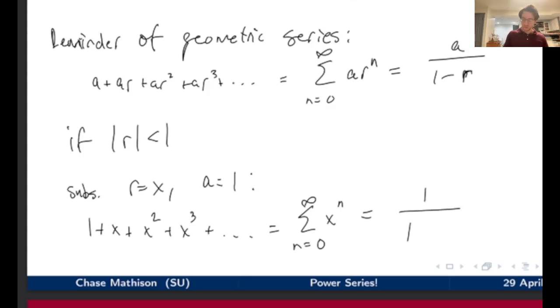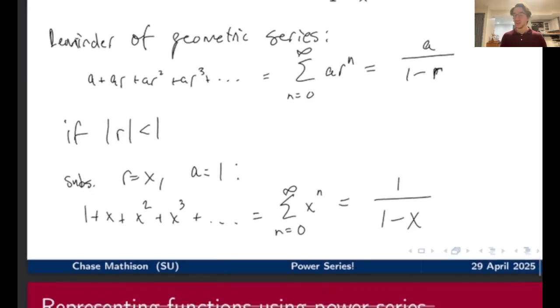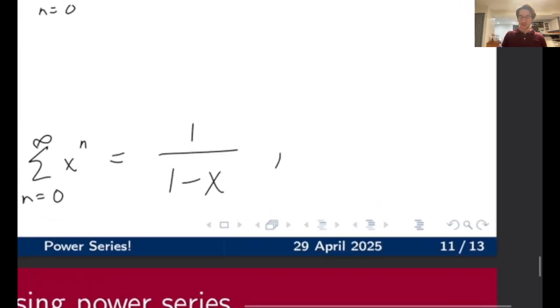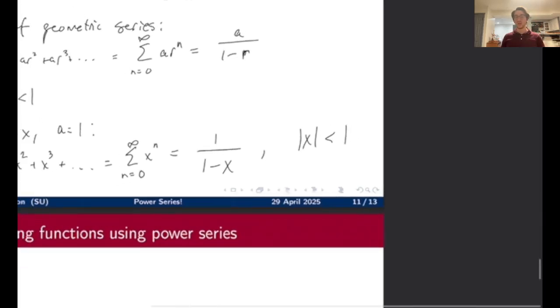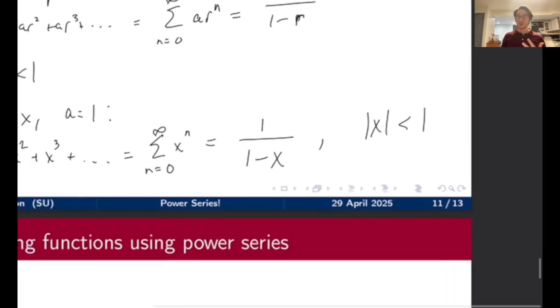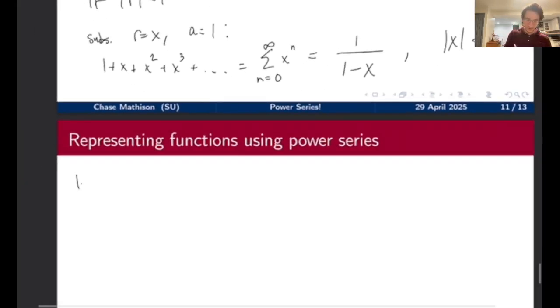So this is still, from the geometric series formula, 1 over 1 minus x. And I already know the interval of convergence and radius of convergence as well. Since I substituted r equals x, the absolute value of x less than 1 is where this converges, and it diverges if the absolute value of x is greater than or equal to 1. So the interval of convergence for this power series is negative 1 to 1, open parentheses, and the radius of convergence is 1.